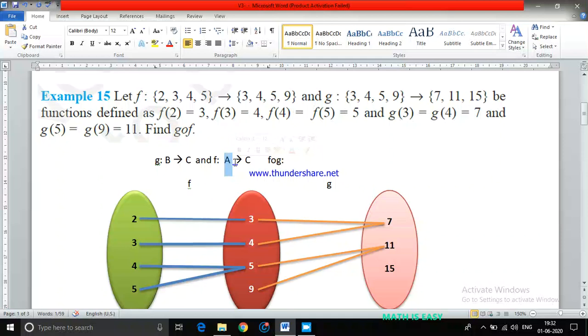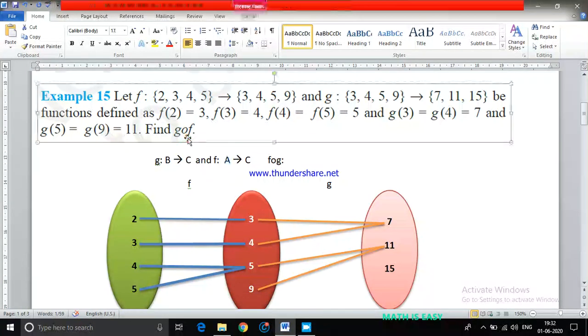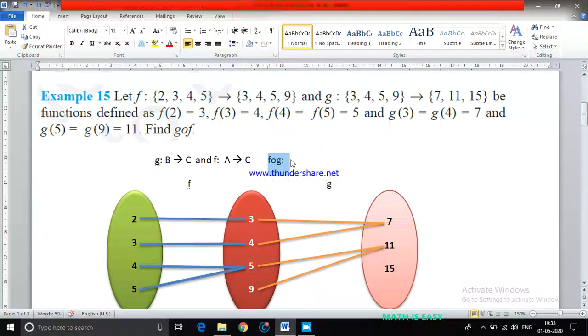Okay, so that thing has to be taken care of when you define FOG or GOF. If I define GOF, yes, GOF means I have to look for the function F first. The codomain of F is same as the domain of G. So GOF can be defined. If I go for FOG, I have to look for the function G first. So codomain of G, if it is same as the domain of F, then we can define FOG, otherwise no.